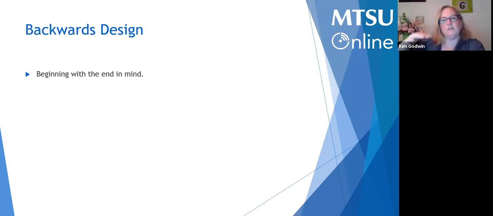You have to think about those things in that order to get to the point that your course makes sense to you and makes sense to your students. So backwards design, very simply, is beginning with the end in mind. So thinking about, where do I want to be at the end of this class? Not starting with, what do I want to do on day one? Starting with, where do I want to be on the very last day?